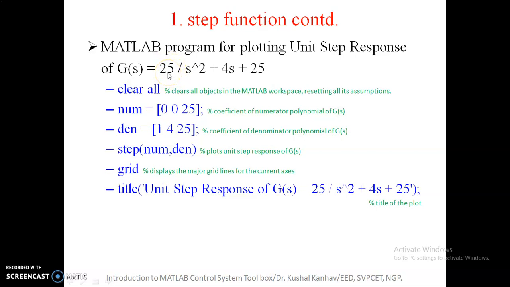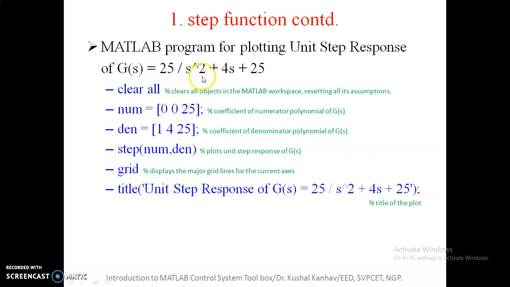As far as the polynomial equation is concerned, this 25 belongs to s to the power 0 and the remaining terms are missing. So we will define the numerator of this function as num equals 0 0 25, where 25 belongs to the s to the power 0 term, and the remaining two terms, s to the power 1 and s to the power 2, are 0. They are missing, that's why they are replaced by 0.